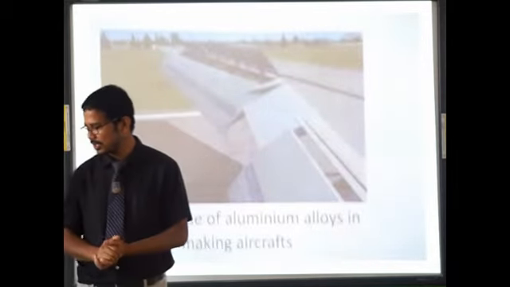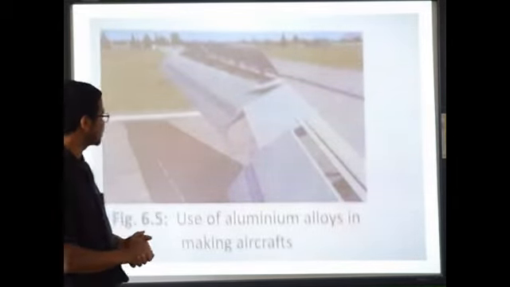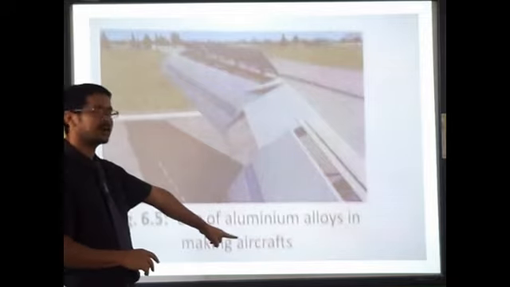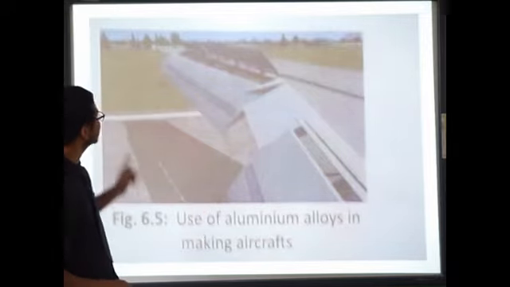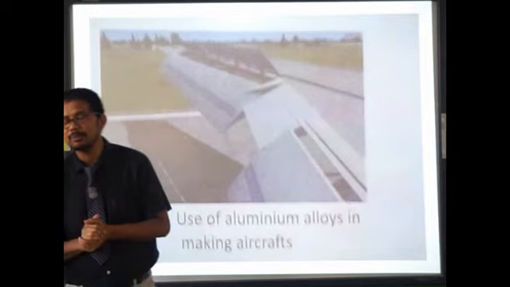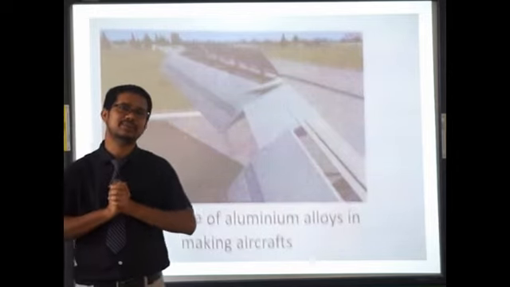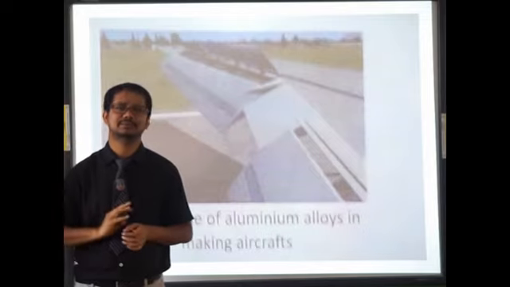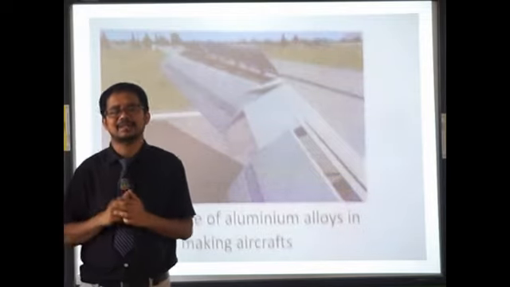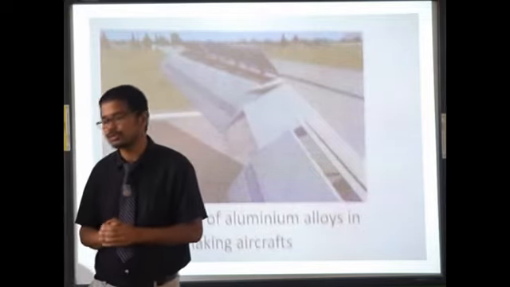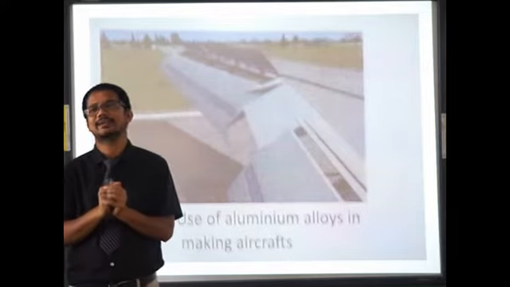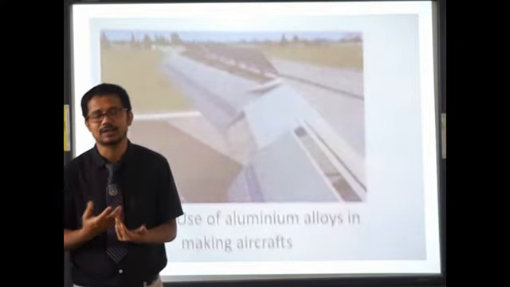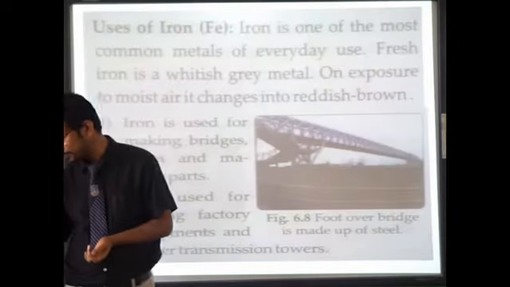So you can see use of aluminium alloys in making aircraft. What are the alloys of aluminium? Duralumin and magnesium. Aluminium is very light. That's why it is used for making aircraft, for making automobiles.